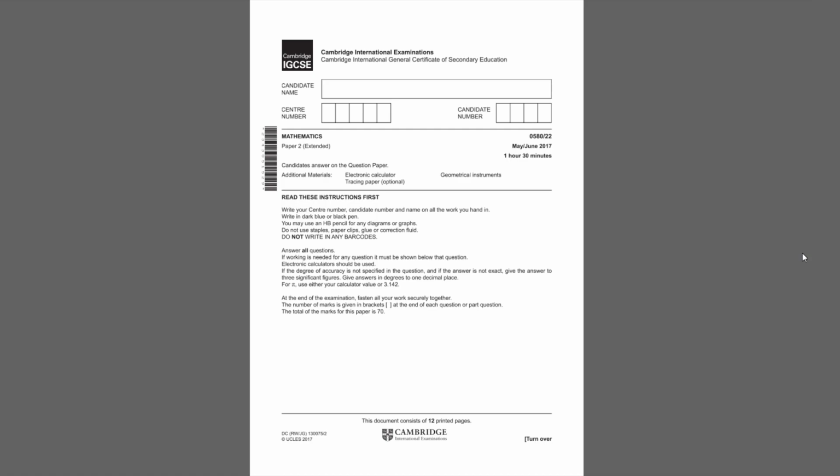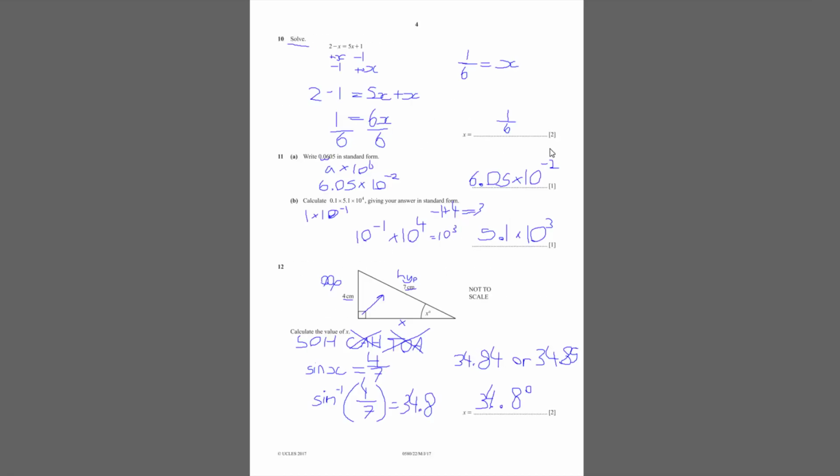Today, I will be continuing to solve the Cambridge IGCSE Mathematics Paper 2 from May-June 2017. Last time, I went over questions 7 through 12 from pages 3 and 4. Today, I will be going over pages 5 and 6, so pages 13 through 17. So, let's start with question 13.